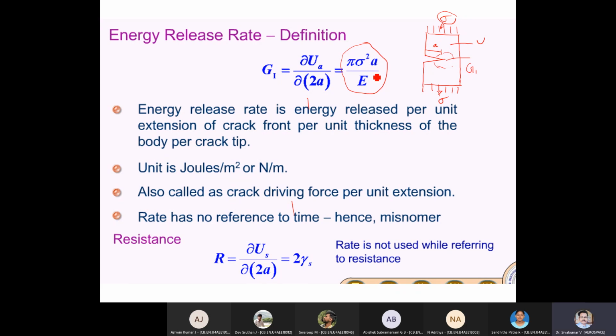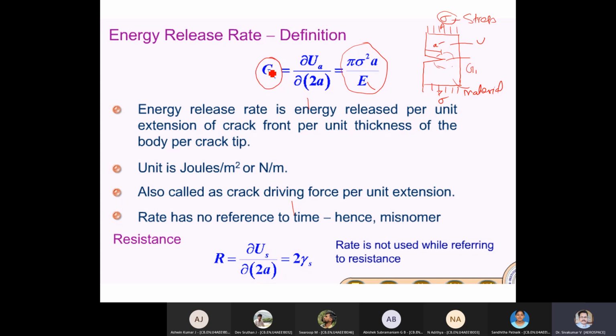Pi sigma square A by E. Sigma is nothing but the stress. A is nothing but your crack length. E is nothing but the material constant, the material which it is made of, it can be steel or aluminum or brass or copper, whatever it is. I can easily find the G.